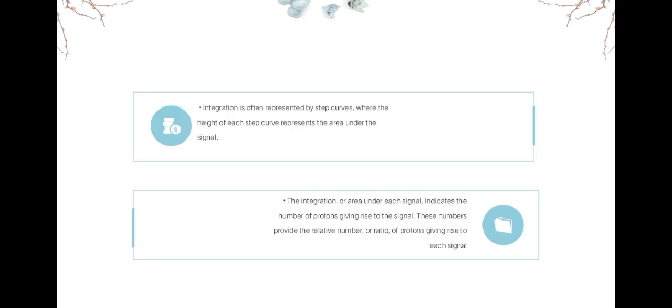Now, the integration is often represented by step curves where the height of each step curve represents the area under the signal. The integration, or area under signals, indicates the number of protons giving rise to the signal. These numbers provide the relative number, or ratio, of protons giving rise to each signal.